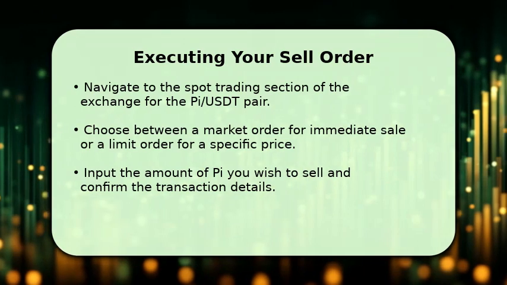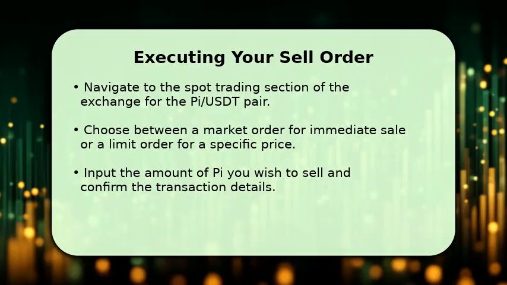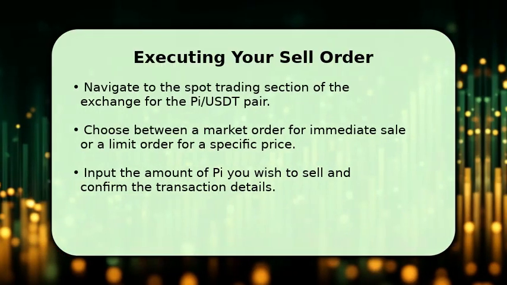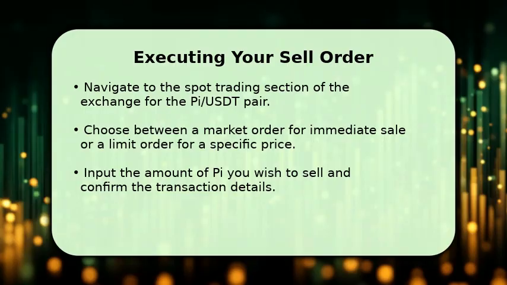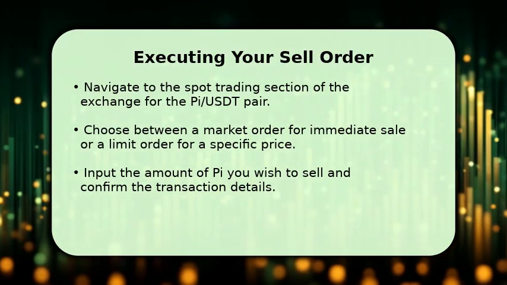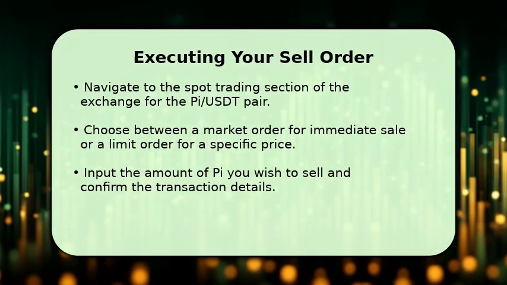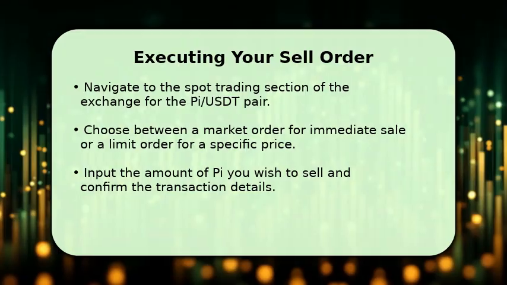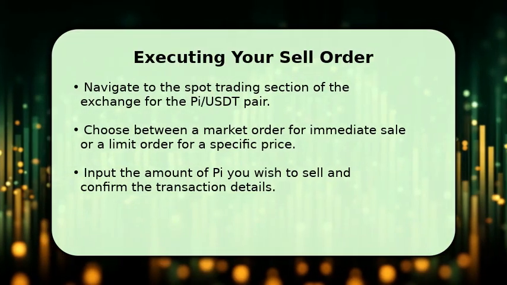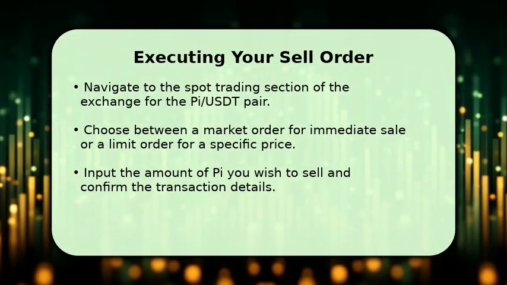Once the open mainnet is live and real Pi coins are officially tradable, you would navigate to the spot trading section on the exchange. Look for the Pi versus USD trading pair. You can then choose to place a market order to sell immediately at the current price, or a limit order to sell at a specific price you set. Enter the quantity of Pi you want to sell and carefully review all transaction details before confirming your order.